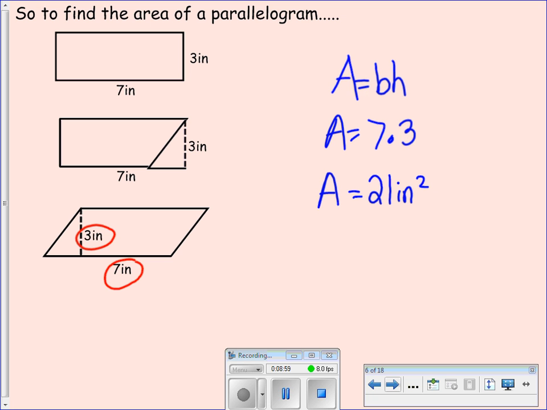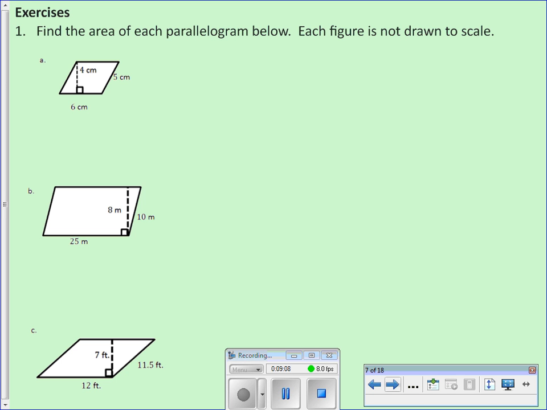Top to bottom: area equals, area equals, area equals. Okay? Let's try some together. So, number 1. Now we're in your notes on page 1. Number 1, step 1. Area equals base times height. Now what is my base? 6.